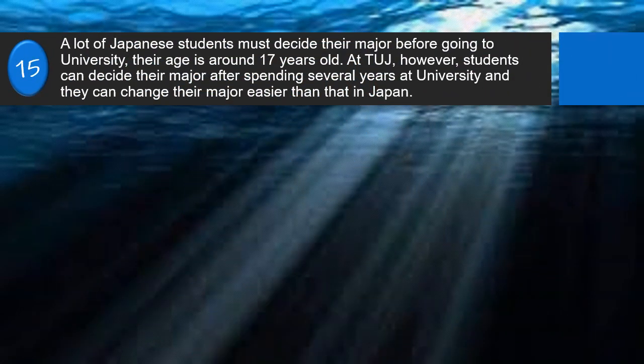Finally, number 15. A lot of Japanese students must decide their major before going to university. Their age is around 17 years old. Okay, right here we have a run-on where we have verbs, must decide, their age is, but no connecting word. At TUJ, however, students can decide their major after spending several years at university, and they can change their major easier than that in Japan.